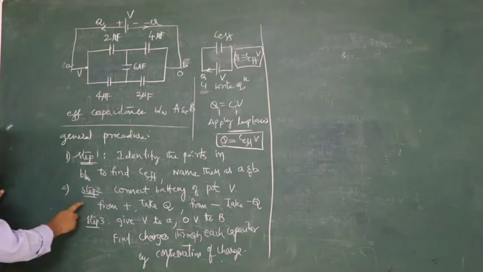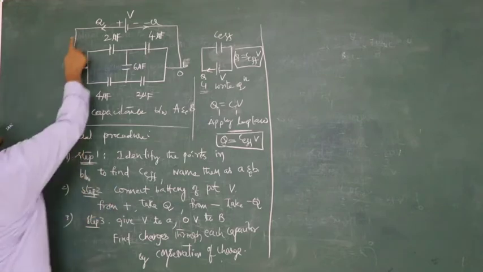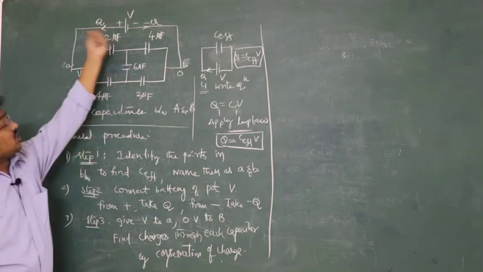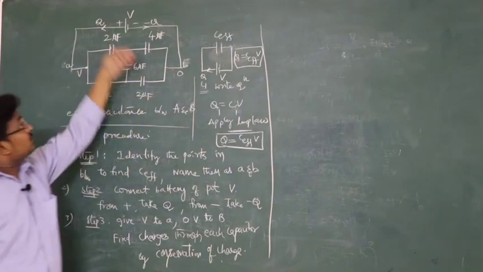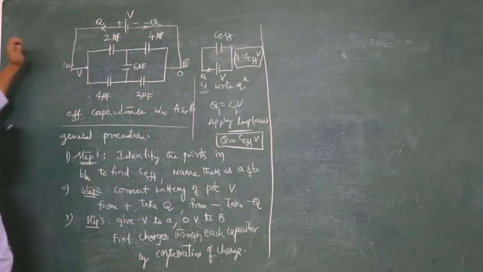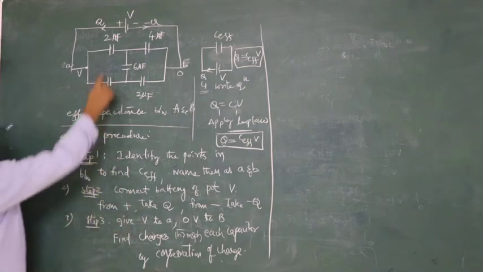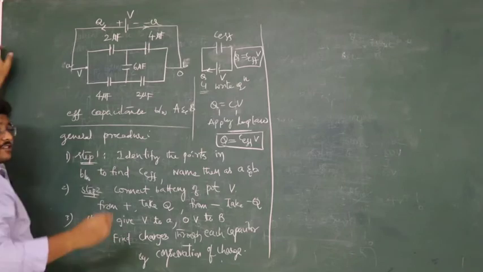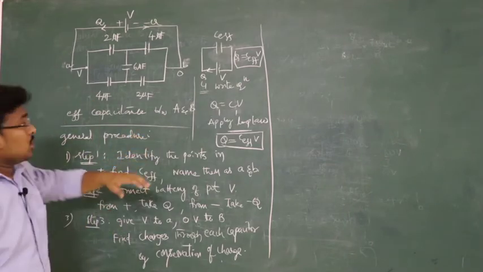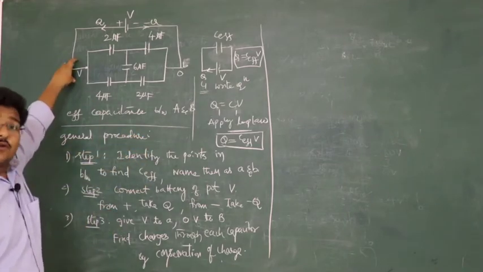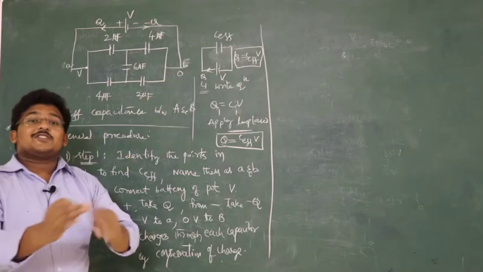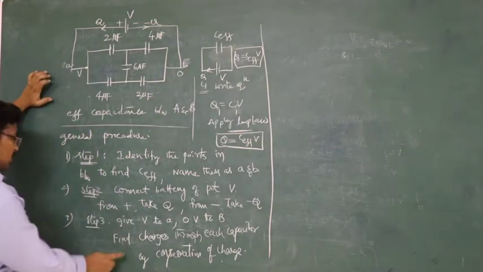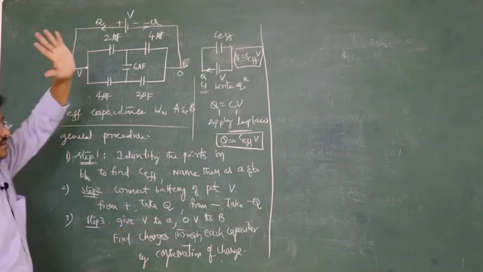The second one, connect a battery. I connected a battery of voltage V, and from the positive, Q charge is coming, from the negative, minus Q charge is going. And the third one, give this point a voltage V, this point 0. For example, if the voltage is 24 volts, give this one 24, this one 0, the difference is 24 minus 0, like this. Okay, then next, find the charges on each.